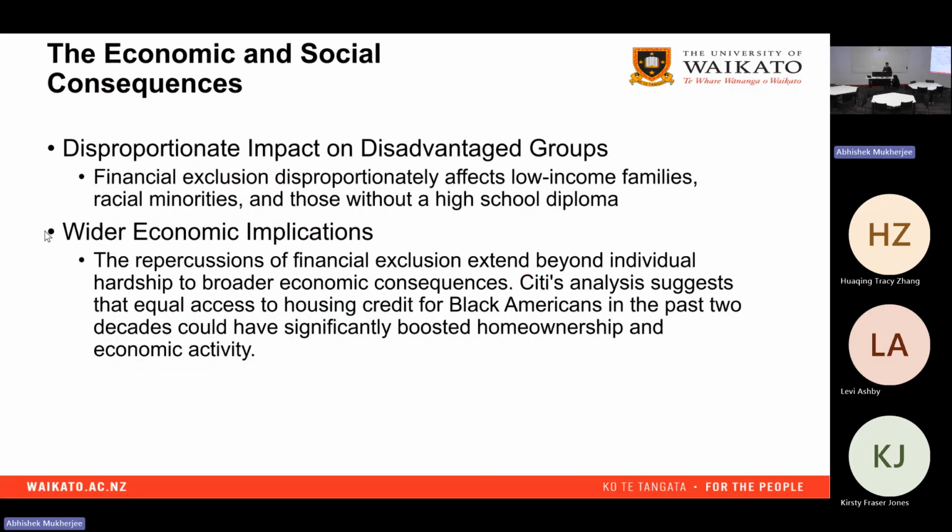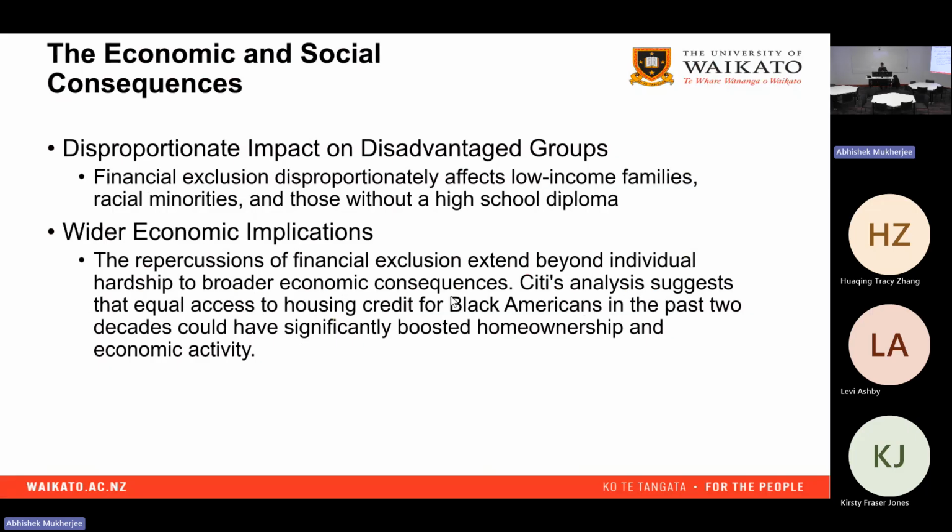So the economic and social consequences: disproportionate impact on disadvantaged groups. Financial exclusion disproportionately affects low-income families, obviously. By now you understand that. Racial minorities and those without high school diplomas. Wider economic implications: the repercussions of financial exclusion extend beyond individual hardship to broader economic consequences. And here are some examples of those consequences that we can see in the US.